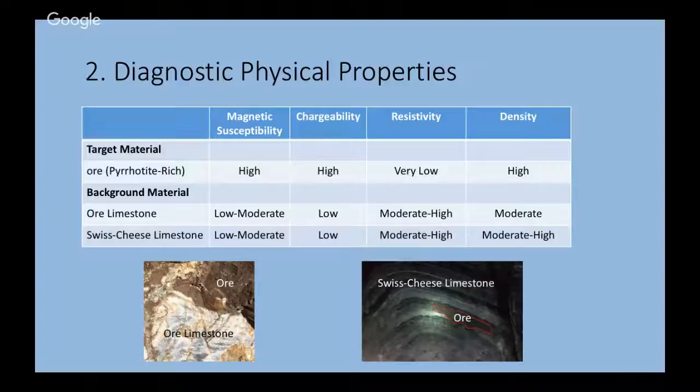That brings us to the second set, physical properties. The biggest contrast would be magnetic susceptibility, chargeability, and resistivity, where the ore has high values in magnetic susceptibility and chargeability, and the host rock has low values in both of them.